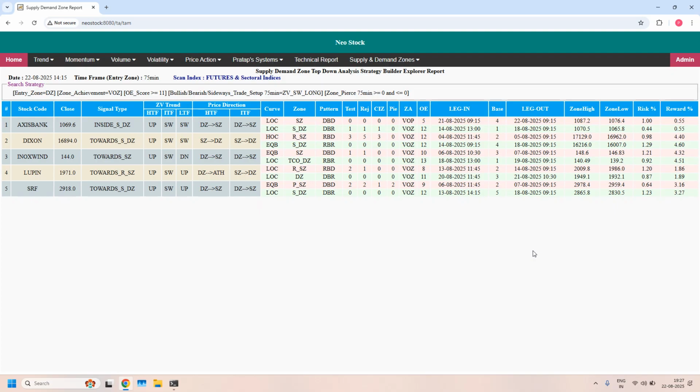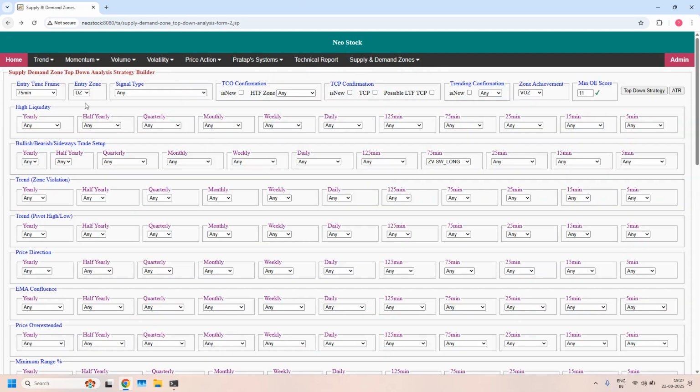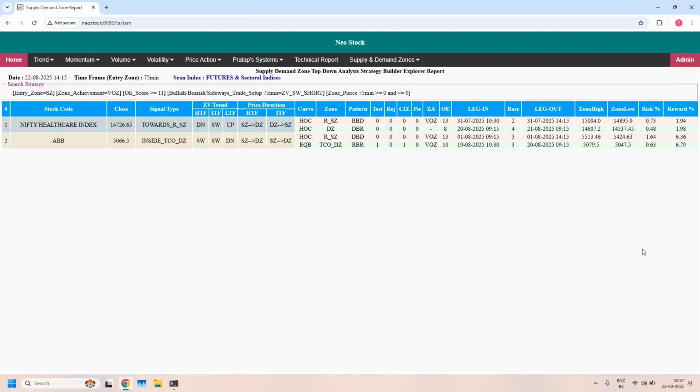Okay. Next, sideways short trade setup for weekly income trade. The changes are 75 minutes supply zone and also sideways short. Let's filter. We got 2 stocks. Entry time frame zones are 75 minutes supply zone.